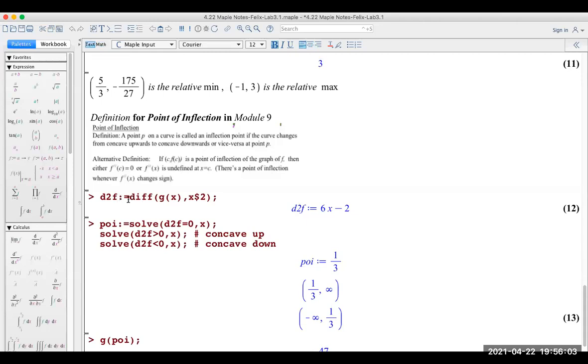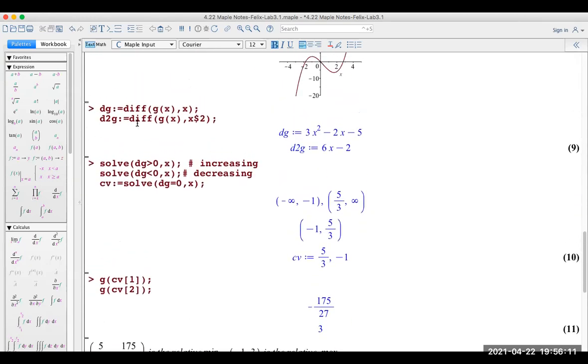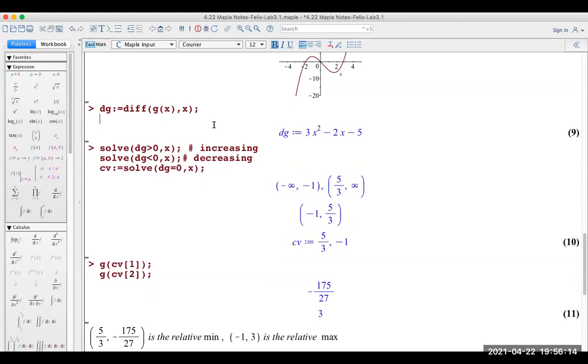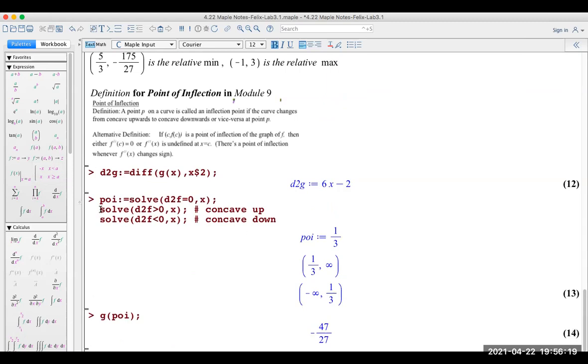I did this earlier. Let me just put it here. I don't need to do this over here. This is for later on. Let me get rid of that so it's less confusing. So I want to do the second derivative here. Now we are talking about the point of inflection. Let's solve the second derivative equal to 0. Solve, parentheses, d2g equals 0, comma x. This will give us the x value for the point of inflection. I'm calling this POI, and it's giving us 1/3.